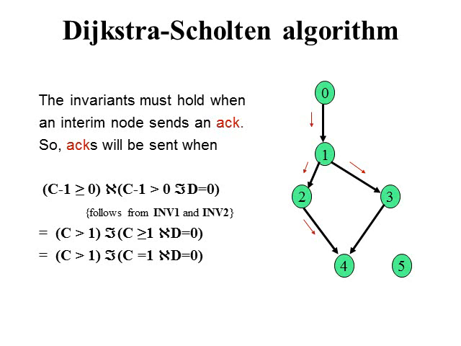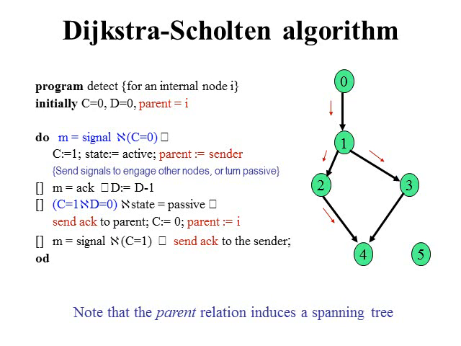Now let's move on and take a look at the actual algorithm that describes the pseudocode of the Dijkstra-Scholten algorithm. Now let's take a careful look at the Dijkstra-Scholten algorithm. Okay, so this slide presents the program for the Dijkstra-Scholten algorithm. It's called detect, and this is the program which is implemented at each of the processes individually.